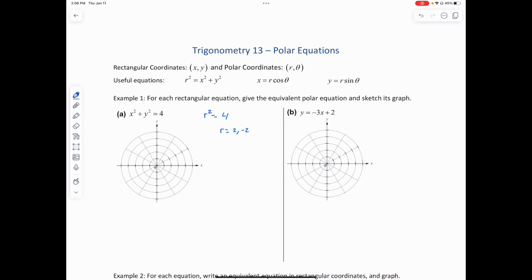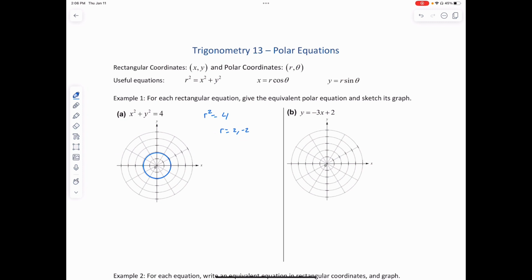If r is equal to 2 or negative 2, remember, what does that really mean? Well, it's saying that you have a constant radius. The radius is always 2. And if you always have a constant radius of 2, that's exactly what it means to be a circle. And of course, this is the equation of a circle of radius 2 in the Cartesian coordinate plane.